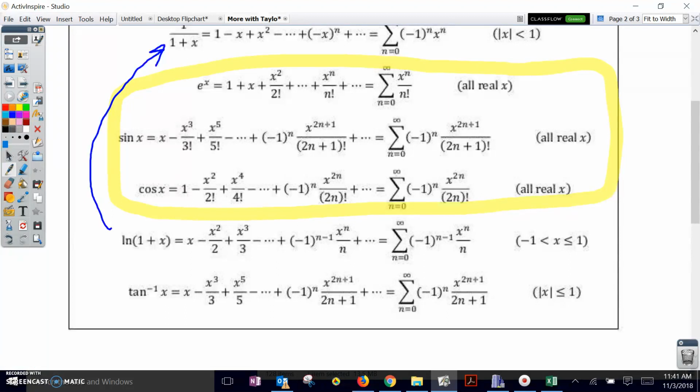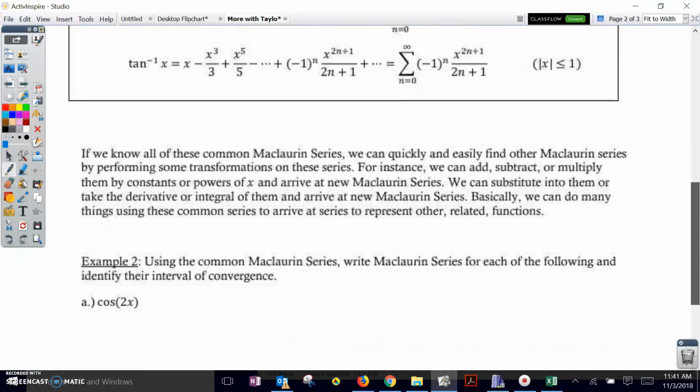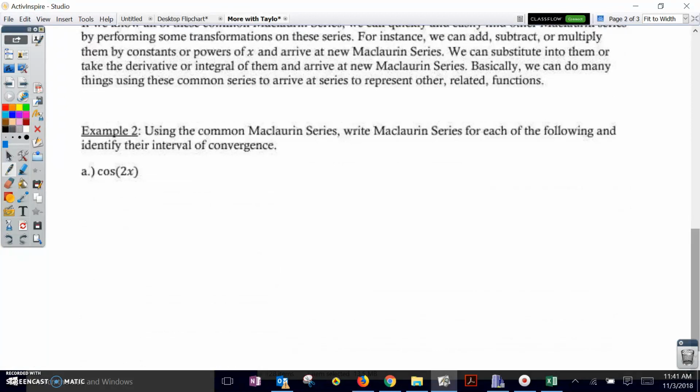Alright, so let's put these into practice and look at how we're going to use these, and we'll start with example 2. Using the common Maclaurin series, we're going to write the Maclaurin series for each of the following and identify their interval of convergence. So the first series we're trying to find is for cosine of 2x.